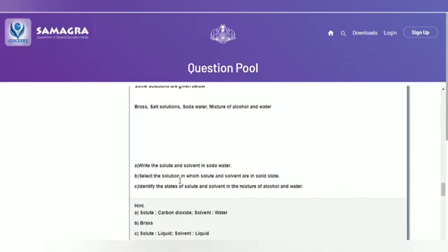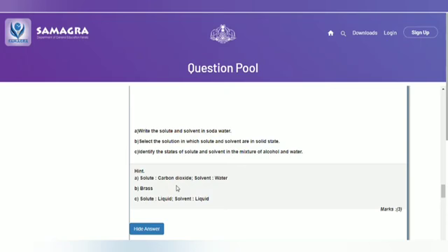Select the solution in which the solute and solvent are in solid state. Brass. Identify the states of solute and solvent in a mixture of alcohol and water. Solute is liquid and solvent is also liquid.